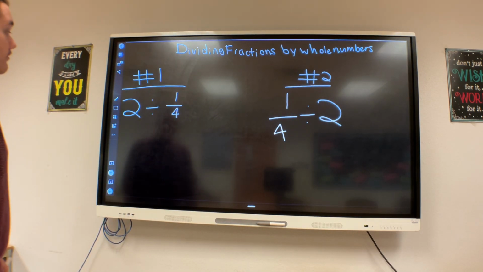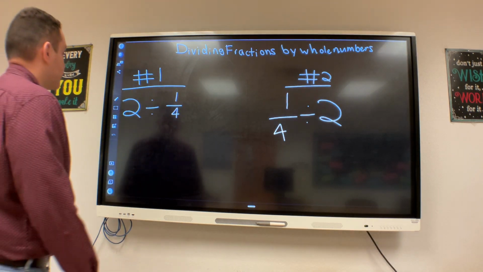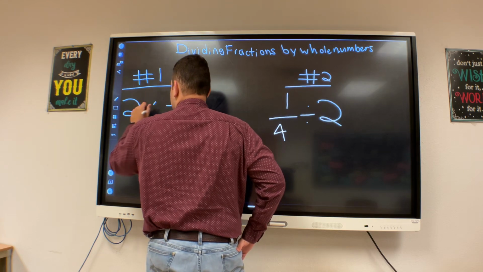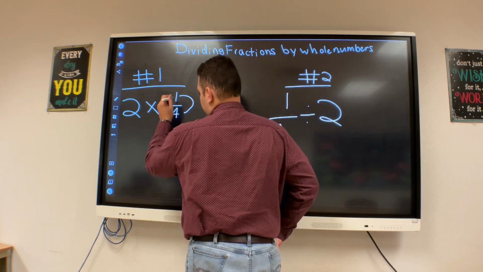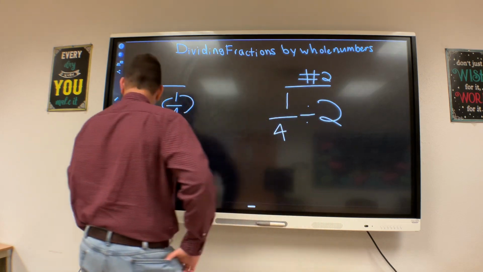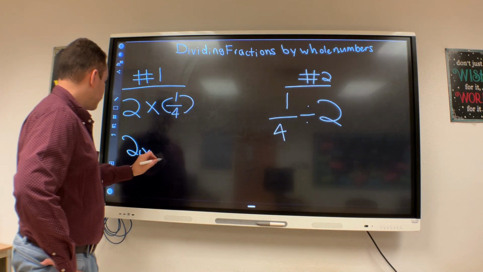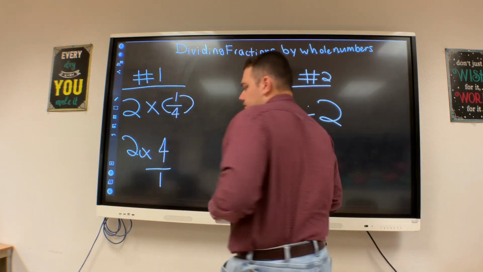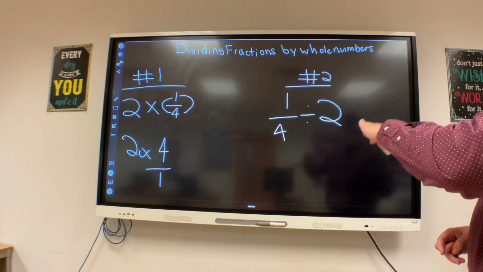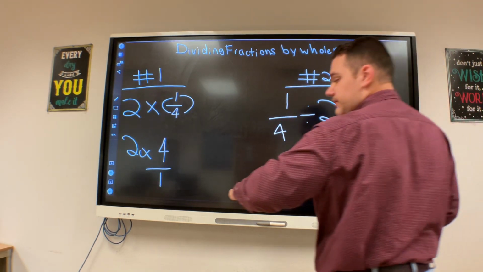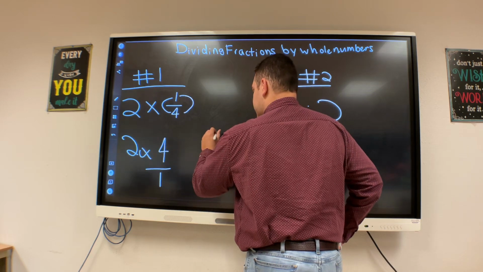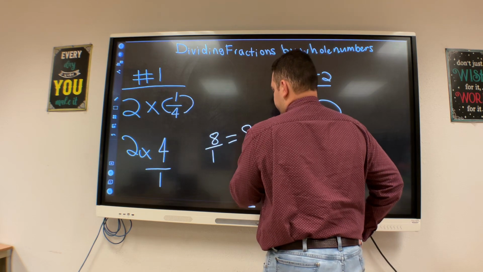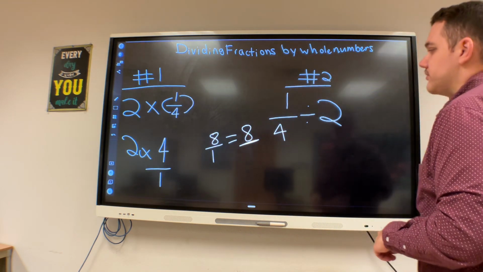So let's see, this works even if you have just a whole number right here. It's gonna be the same thing. We're gonna skip this, leave 2 by itself, change this to multiplication, and then flip our second fraction. So that becomes 2 times 4/1. And for multiplication, we multiply our numerators and keep our denominator the same, which is going to be 1. So 2 times 4 is 8/1, which is the same as just 8. So that's how you do that one.